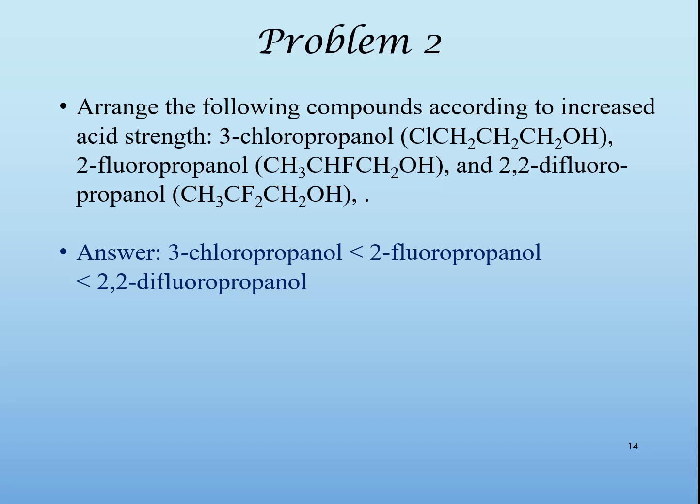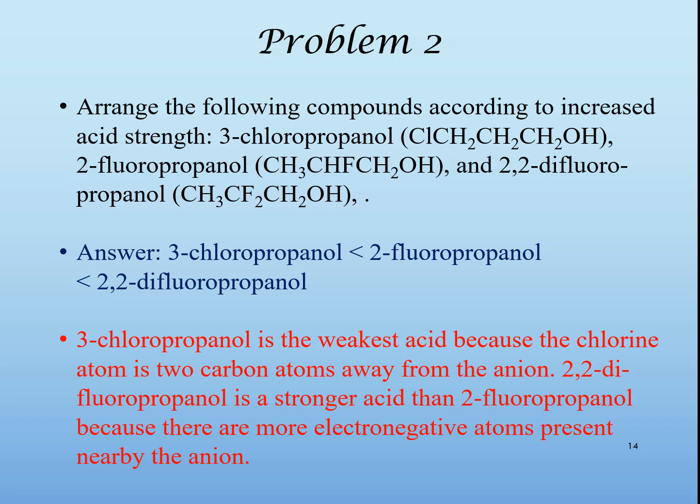In all of these cases, we have a halogen atom present. In the first case, 3-chloropropanol, the halogen atom is relatively far away from the anion, so it has an effect, but a relatively weak effect. In the case of 2,2-difluoropropanol, we have a more electronegative halogen atom present, and we have 2, and on top of this, the fluorine atoms are closer to the anion. As a result, they have a stronger effect in terms of stabilization.